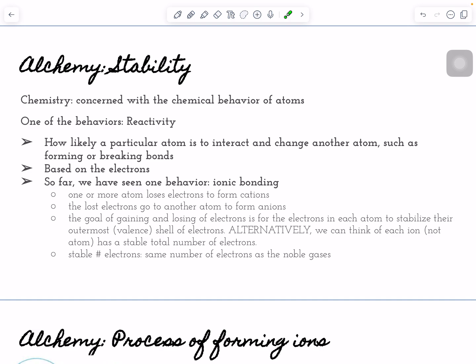Alternatively, we can think of each ion, not atom, having a stable total number of electrons, and this stable total number of electrons is the same number of electrons as the noble gases. So when I look at the total number of electrons in a stable ion, they typically have 0, 2, 10, 18, I don't have this memorized, 36 electrons, same as the rightmost column on the periodic table.